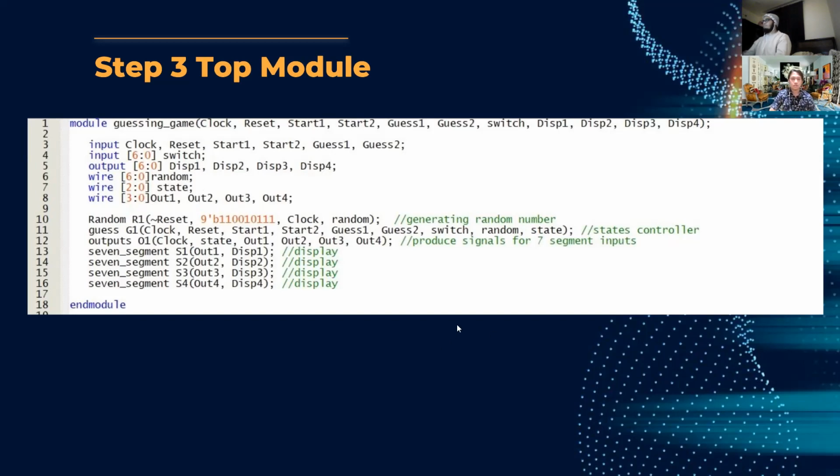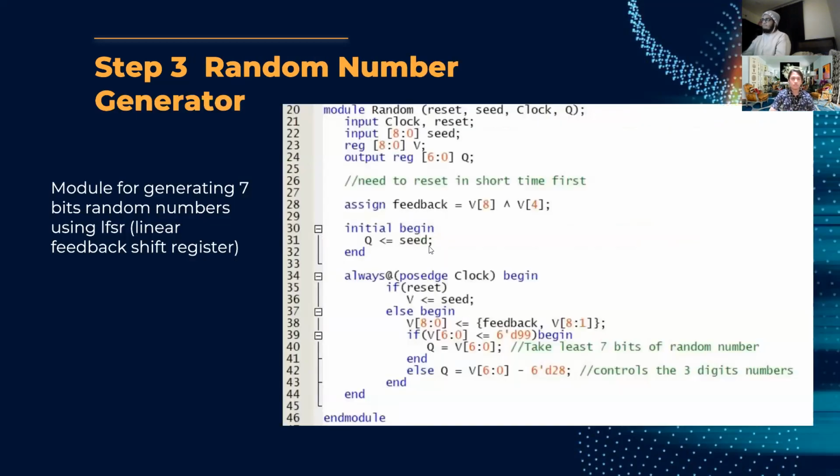Now we continue to the submodules. The first submodule is the random number generator. It generates a 7-bit number, a 2-digit decimal number from 0 until 99, using the concept of the LFSR, or linear feedback shift register. How does this work?